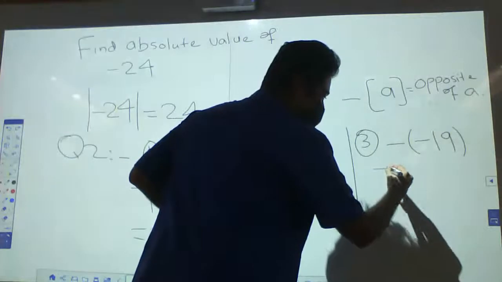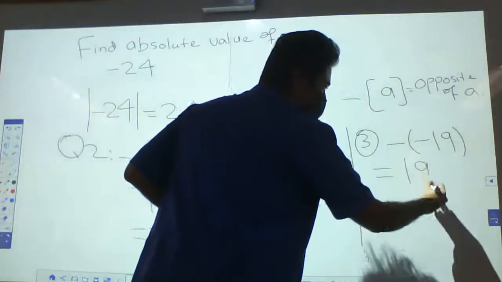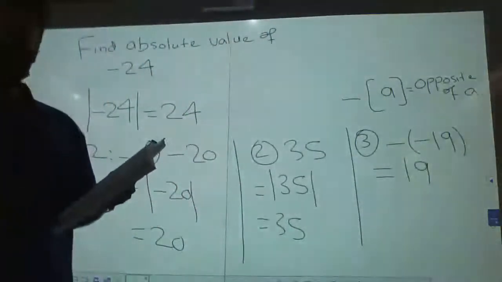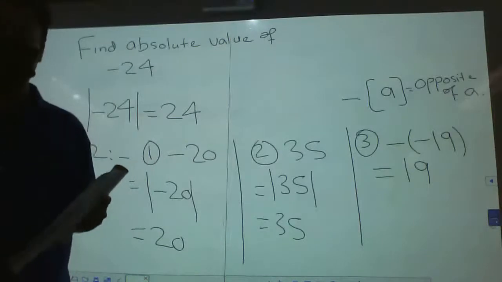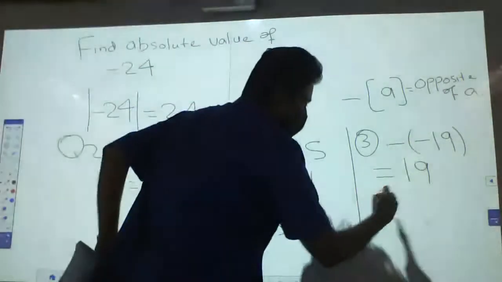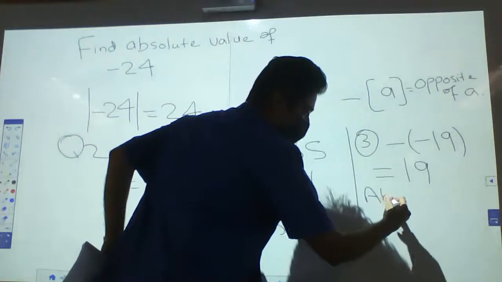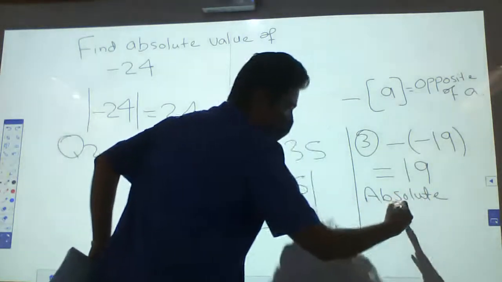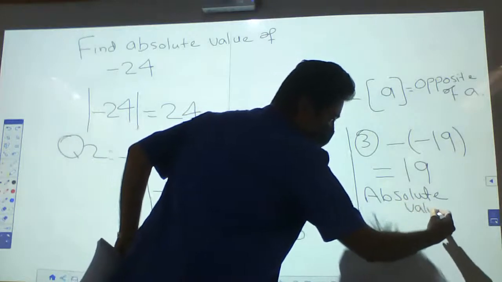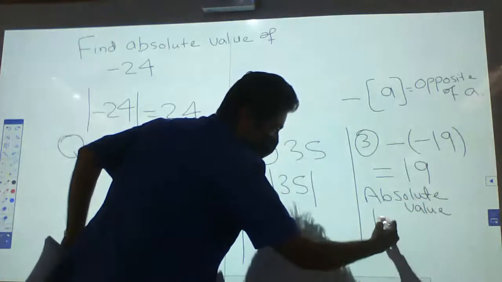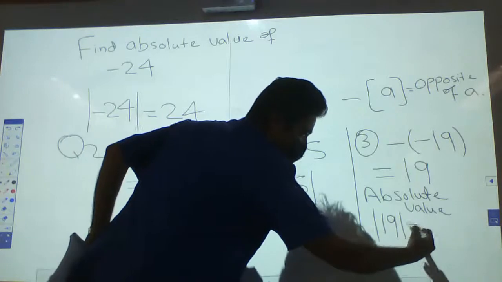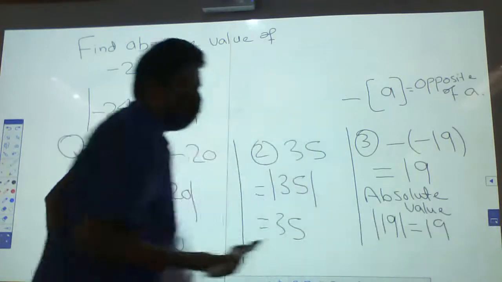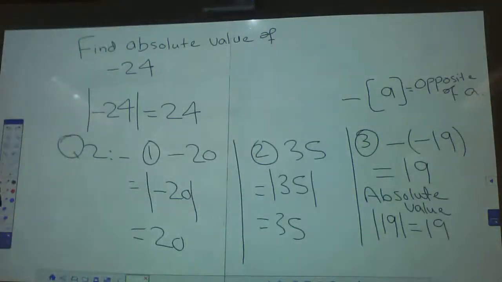So first we have to do it like this. It is only 19. Next, we have to find the absolute, right? The absolute value of 19, put it in the absolute, is equal to 19, the same, right? So this is how we have to do it.